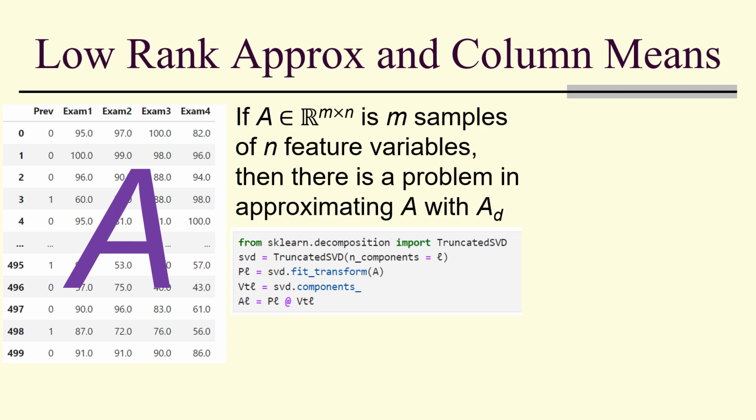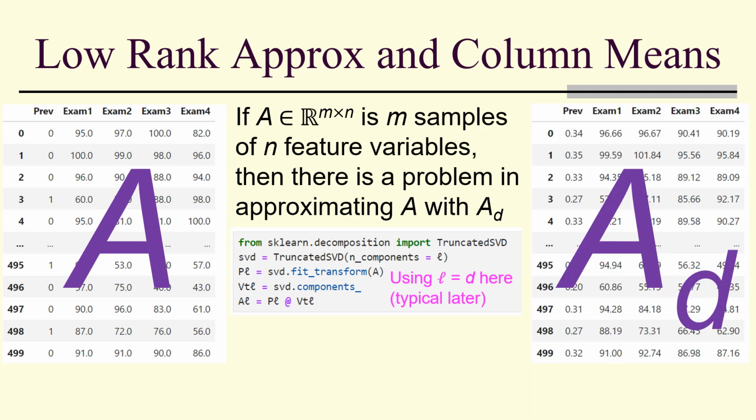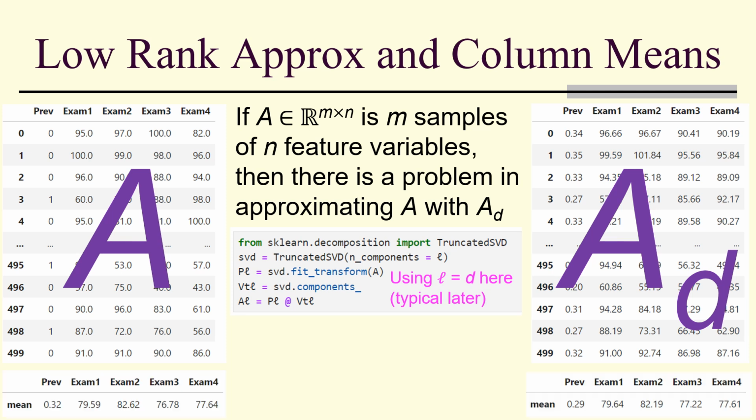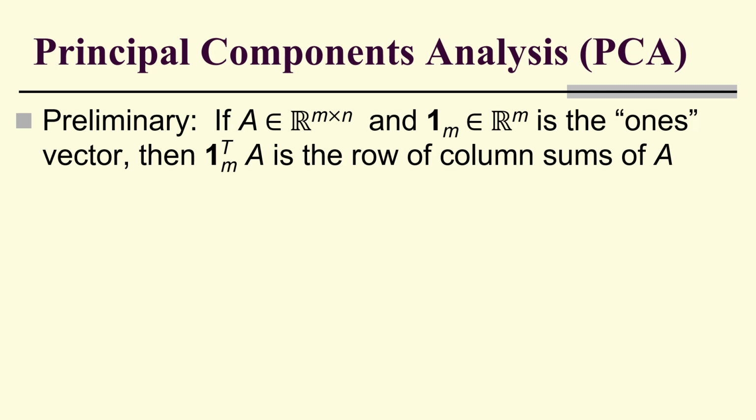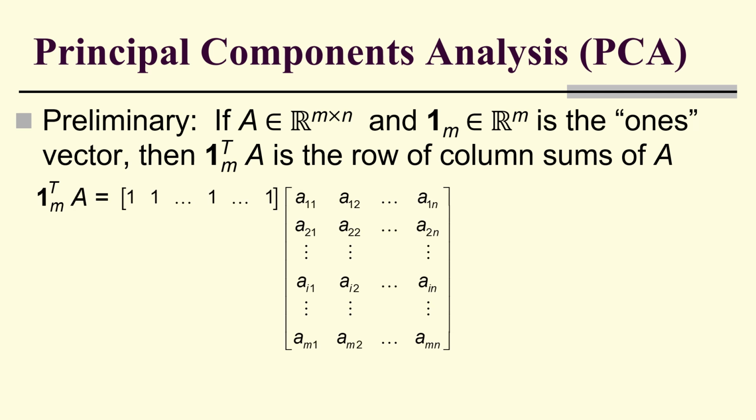For example, let's look at a truncated singular value decomposition. I'm using L here instead of D, but that's typical. L is the dimension of the latent space. And here's my A sub L. Now look at the means of the columns. They can differ significantly. So for principal components analysis, we begin by noticing that if we have a matrix A and we have the ones vector, then 1 sub m transpose A is the row of column sums of A. Let me illustrate.